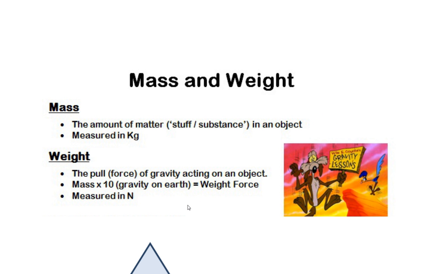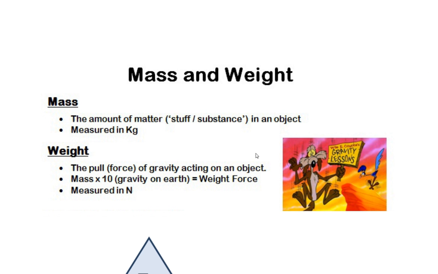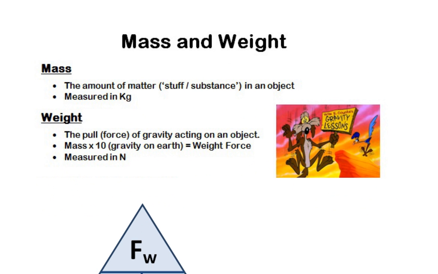Now, to work out the weight of an object on Earth, we simply take its mass times 10. There's a little bit of simplification here. The value that we use, 10, is actually 9.8 something, but in Year 11 NCEA Level 1 science, you're allowed to just use the value 10. So we'll look at a triangle that goes with this, that some of you might find useful.